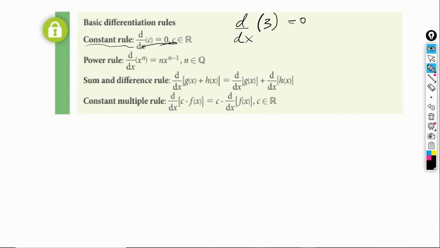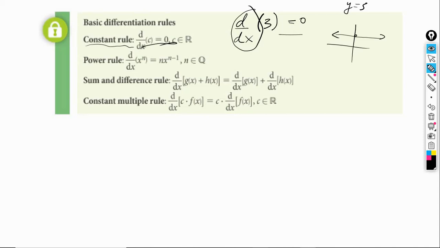Remember that if you have a graph like y equals 3, that is just a horizontal line that goes through the y-axis at the point y equals 3. And it also has always a slope of 0. So the derivative gives us the slope. So what it's telling us is that for any horizontal line, the slope is equal to 0.